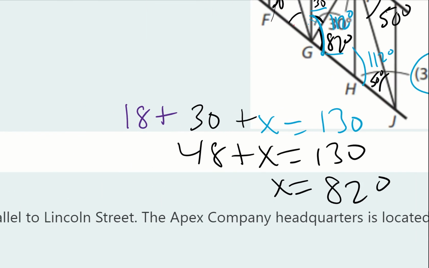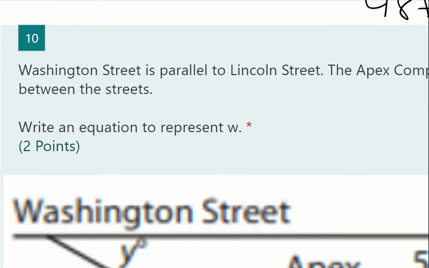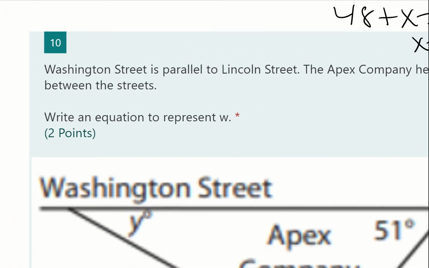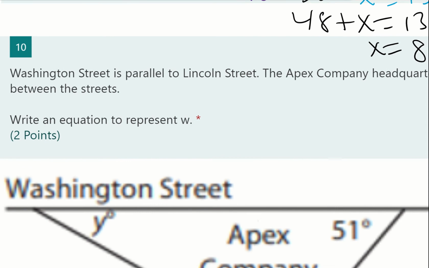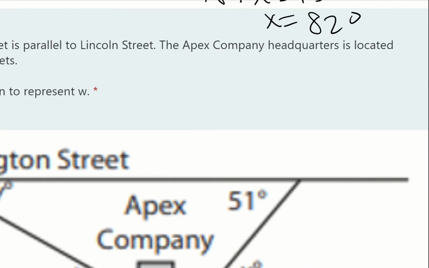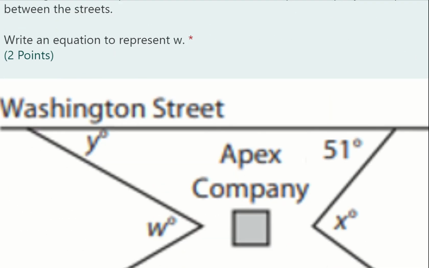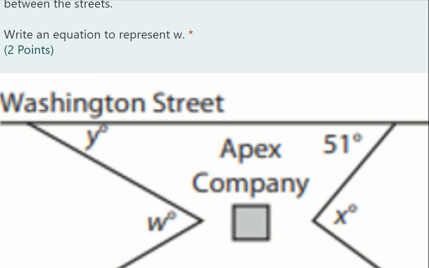Okay, so that was a big one because there were a lot of different things going on. All right, number 10, Washington Street is parallel to Lincoln Street. The Apex Company headquarters is located between the streets. Find an equation to represent W.